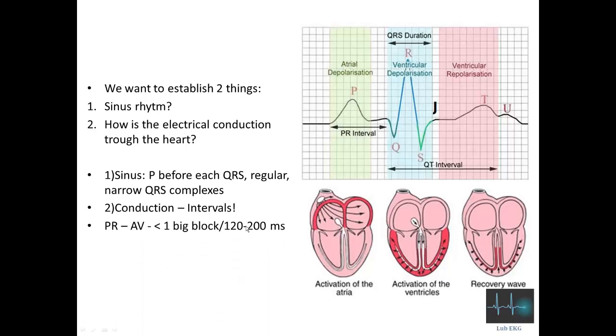So PR or AV conduction time should be, on a 25 millimeter per second strip, less than one big block. That would be around 120 to 200 milliseconds. Now 200 milliseconds is about one big block, so if you're around one big block, that's fine. Second thing was the QRS duration, or the ventricular conduction of electricity. This should be quick, less than one big block, 80 to 120 milliseconds.